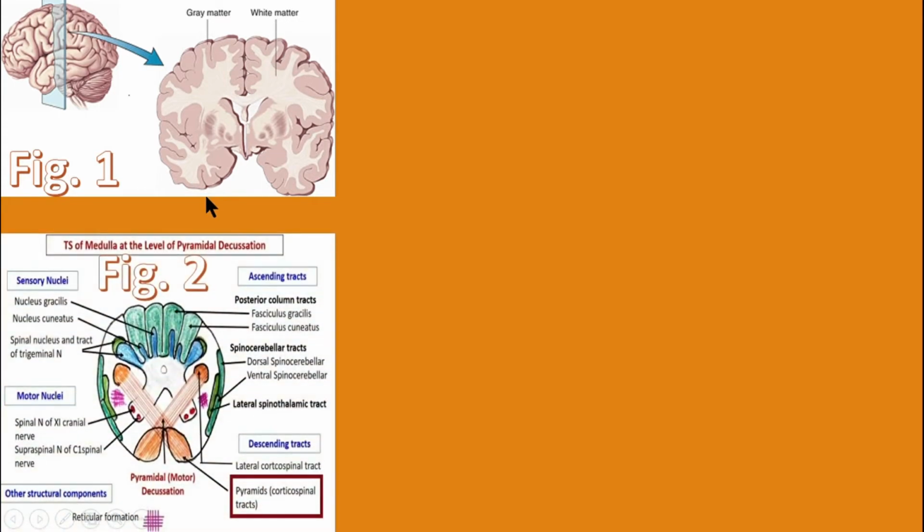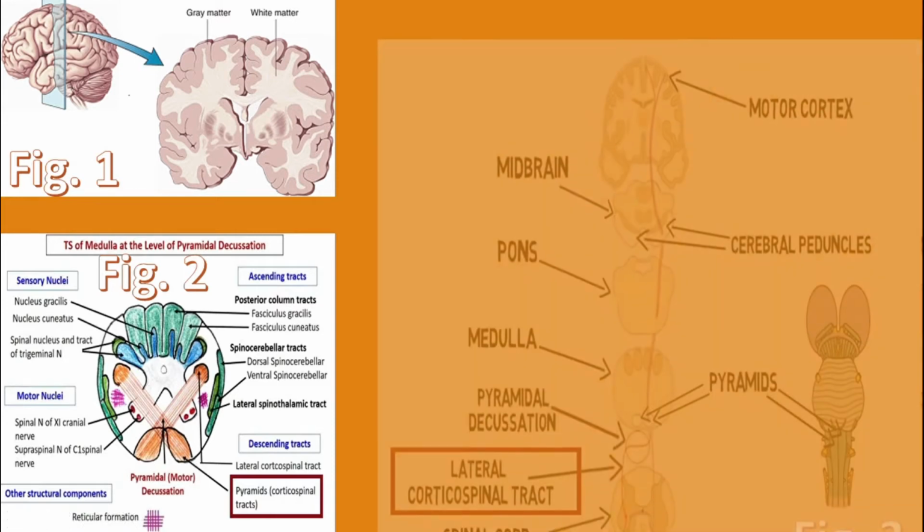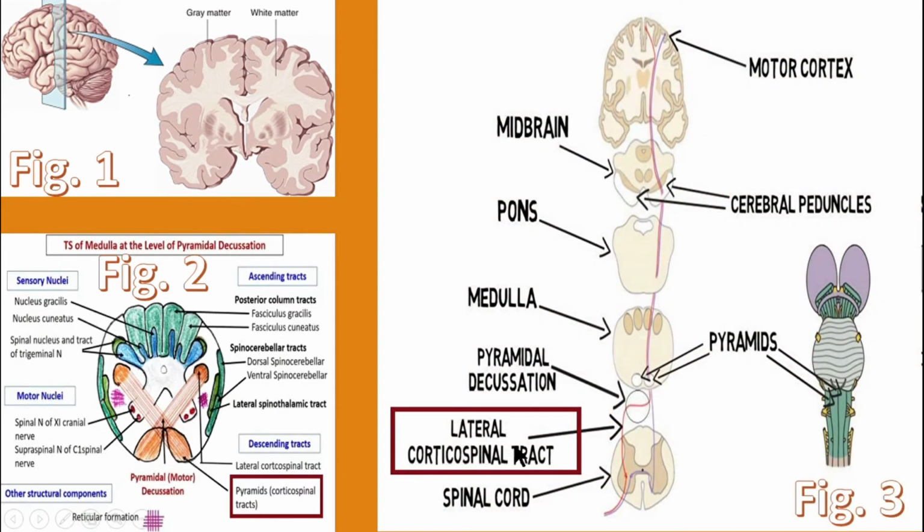Image 2 shows a transverse section of the medulla, where you can see the pyramidal structure in orange color, which is formed by neurons of the corticospinal tract. In Image 3, the lateral corticospinal tract is shown, which is starting from the spinal cord, and passing through the medulla, to the pons, midbrain and cerebral motor cortex.